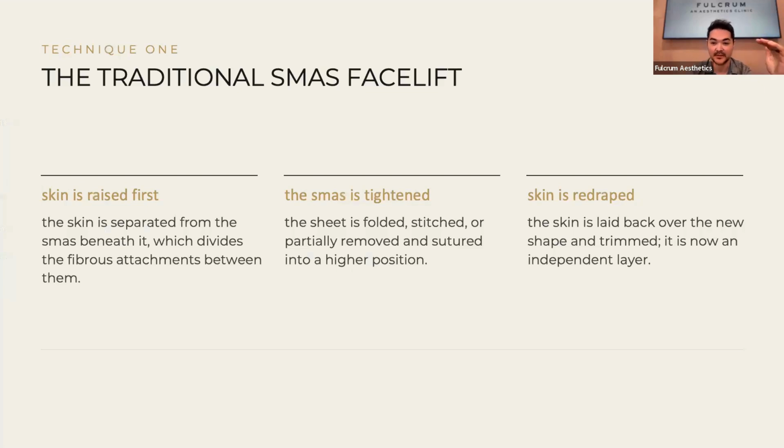The skin is raised first off of the SMAS. So all those little fibrous connections that connect the SMAS to the skin are taken off. Then the SMAS is tightened. It's either cut, or it's sewn, or it's plicated, stitched. That is what gives you the lift. Then the skin is redraped and whatever extra skin there is is cut off.